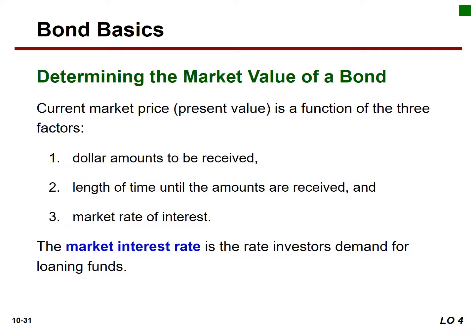Okay, how's the market value of the bond determined? Well, it's going to be determined based upon three things. How much money is going to be received? We're going to be looking at the present value of our cash flows related to a bond, and obviously how long the term of the bond is. And then what's going to really drive it is this market interest rate. What's the current market interest rate as we compare it to the contractual interest rate on the bond? And again, market interest rate is defined as the rate that investors demand for loaning money at that moment.